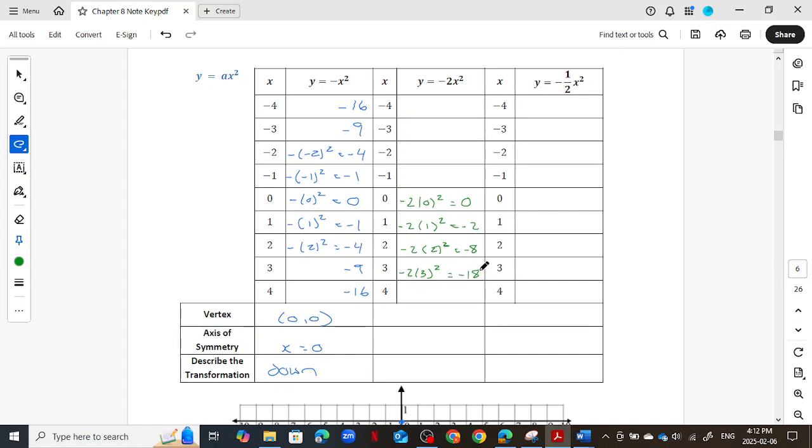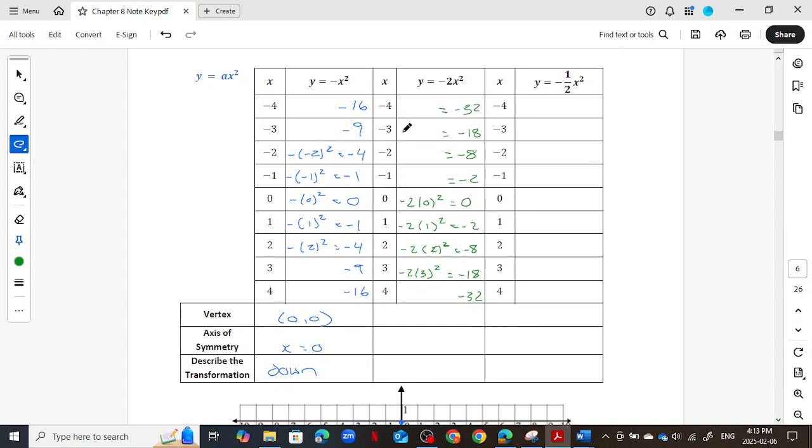My y values are being stretched by 2 and opening down. So instead of 0, 1, 4, 9, I've got 0, negative 2, negative 8, negative 18. That would make this negative 32. And would anything change on the other side? Nope, right? Same pattern. And if you don't trust it, check a point.